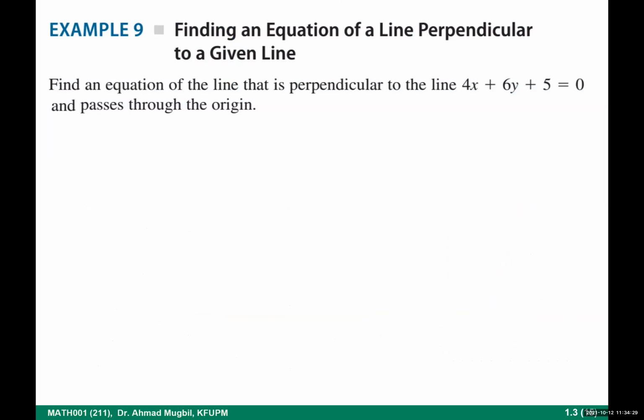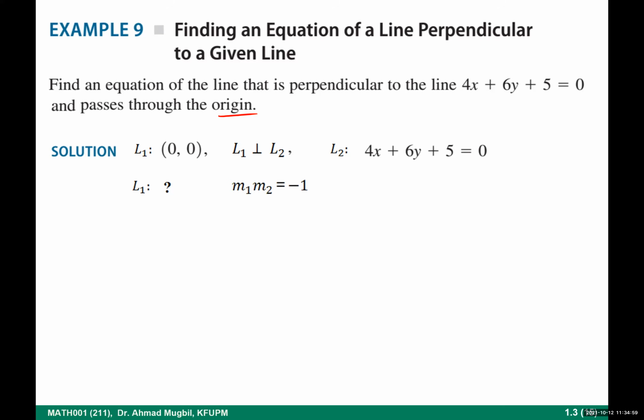The last example: find an equation of the line that is perpendicular to this line and passes through the origin. So again, we have two lines in this question. Line number one, L1, has a point on it, which is the origin, (0, 0). We know that it is perpendicular to another line, L2, which is given by its equation. Now, what we want is the equation of L1. How to find that? Find the slope. We will use the fact that the product of the slopes is -1.